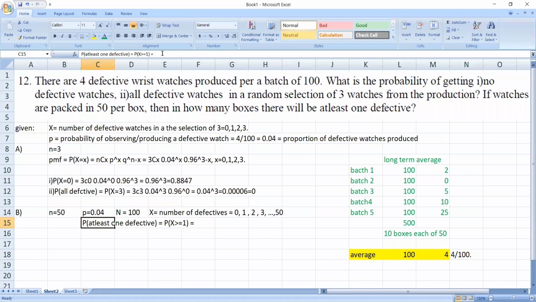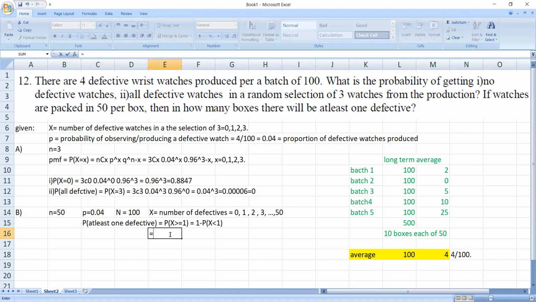So probability of at least one means greater than or equal to 1. Now greater than or equal to 1 means we'll have P of x equal to 1, 2, 3, 4, 5, 6 up to 50. Computing all that takes time. So I'll take the complementary form.